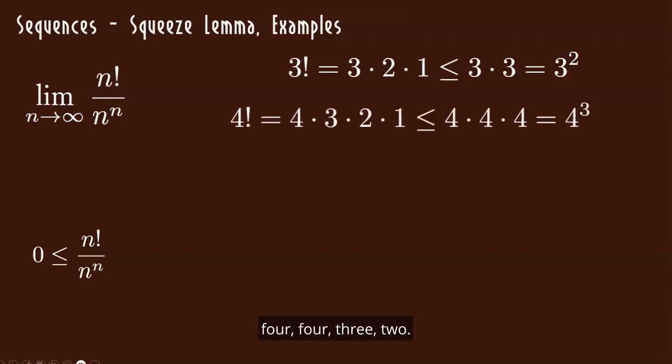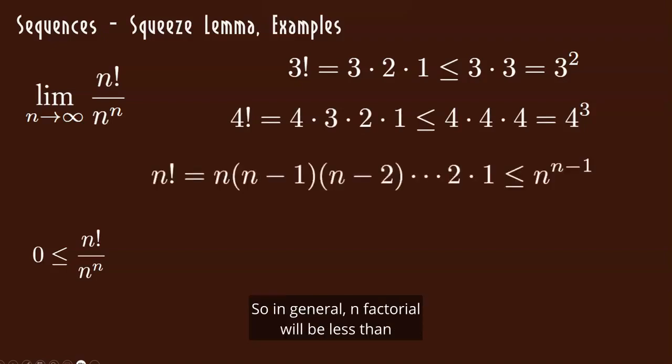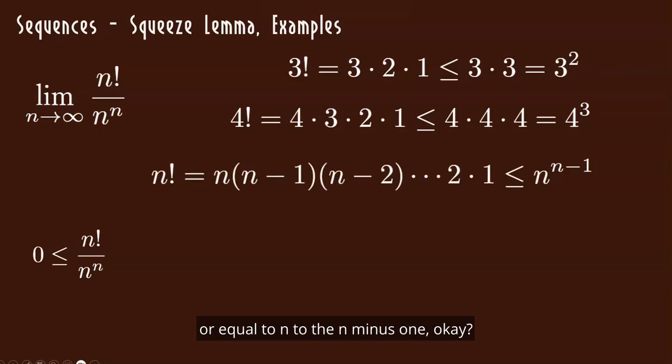Let's try it with 4. 4, 3, 2. I'm going to replace this with 4, 4. Again, clearly bigger. 4, 4, 4, and there's 3 of them. It's 4 cubed. So in general, n factorial will be less than or equal to n to the n minus 1. Okay, now we can do some algebra.